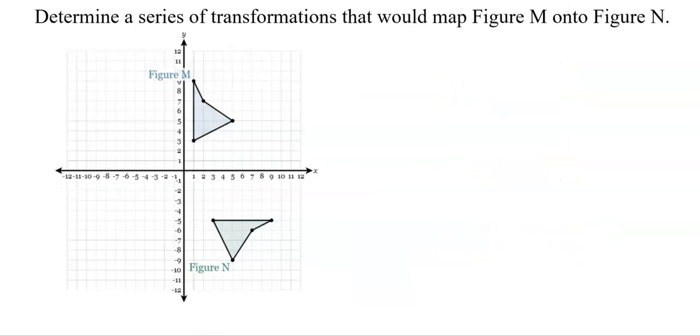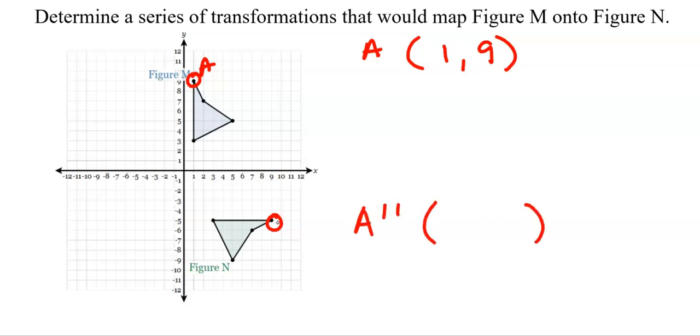In this question, they ask you to determine a series of transformations that would map figure M onto figure N. So let's pick one point and its corresponding point. So I'll call this point A, and its coordinates are 1, 9. And after 2 moves, the coordinate will become 9, -5. So I know definitely a translation occurred because I don't have the same digits. But I also noticed that the 9 is in a swapped position.